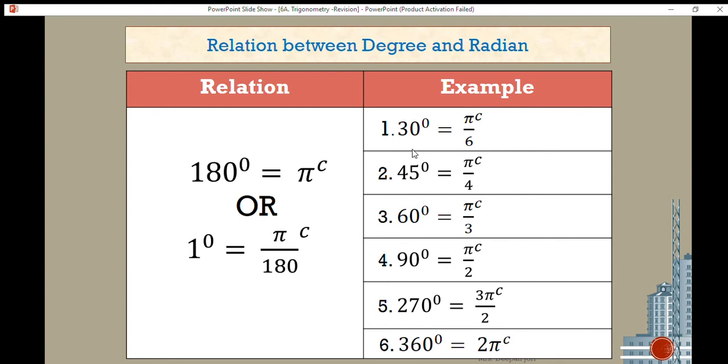Next, 45 degrees is pi by 4. Or you can use another logic: 45 degrees we want to convert, so 45 degrees will be equal to pi by 180 into 45, which is pi by 4. 60: pi by 180 into 60, 6 threes are 18. So 60 degrees means pi by 3 radians. 90 degrees means pi by 2, 270 means 3 pi by 2, 360 means 2 pi. So you again have to remember these radian conversions, because at diploma level we will generally not write angles in degrees, we will write angles in radians.